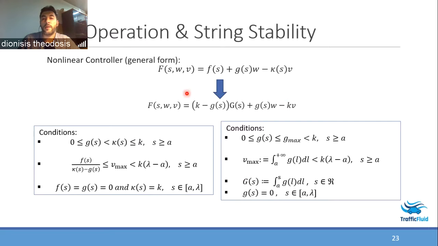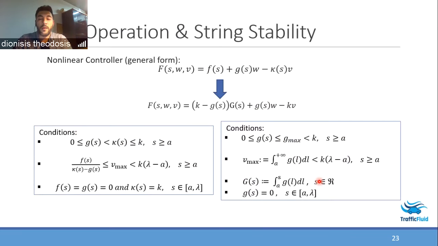Actually, here we have this controller, which is a simplification of the general form. Essentially, what we do here is we keep the function k at its maximum value kappa. We keep the function g as it is, and we design f based on the function g. So essentially, we only need to design a function g to have stability, string stability and safety, as long as it satisfies the previous conditions. So if we select g to satisfy these properties, we see that these are equivalent to the general conditions.